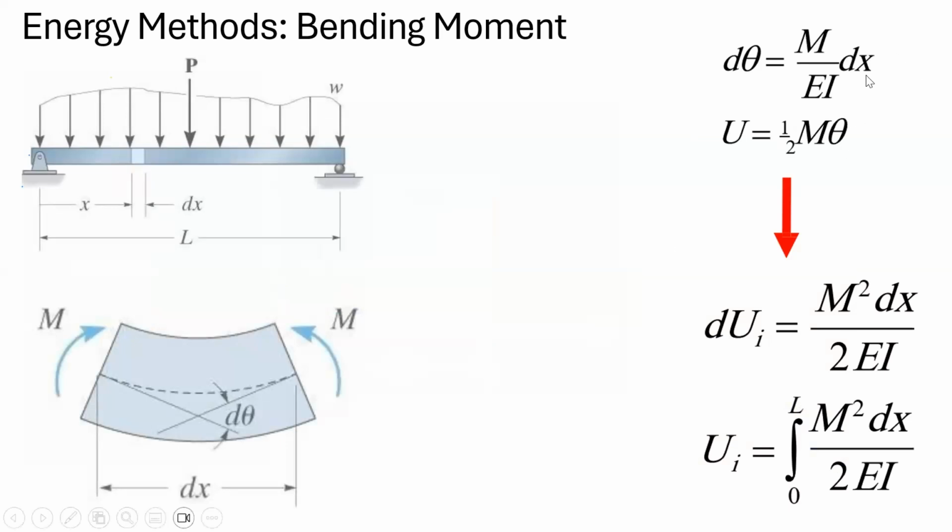If we plot, then you will get the linear displacement curve, and because of that, you will get 1/2 M theta. If I substitute the theta, dU is equal to 1/2 M d theta. So if I substitute d theta as M by EI into dx, I will get M square dx by 2EI. So what is the energy expression throughout the length? 0 to L, M square dx by 2EI.